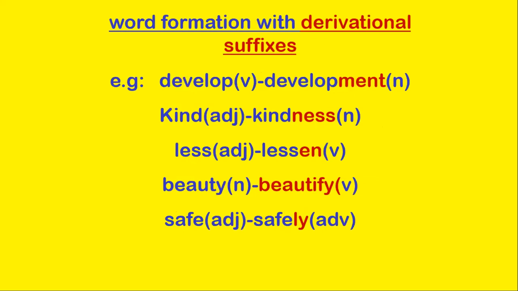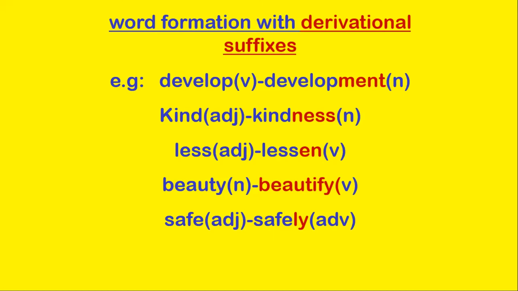Word formation with derivational suffixes. These are some examples. I have cited some examples here. Develop, development. Kind, kindness. Less, lessen. Beauty, beautify. Safe, safely. Here, the verb develop is modified into the noun development using the suffix ment. Develop කියන verb එකක් word class එක development, noun එකක් බවට පත් වෙනවා ment කියන derivational suffix එක add වුණු ගමන්.